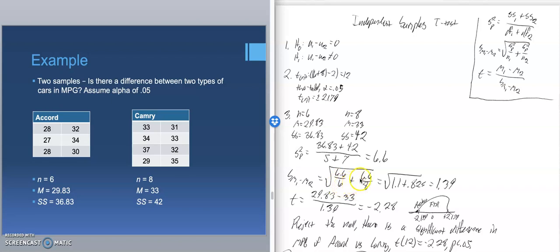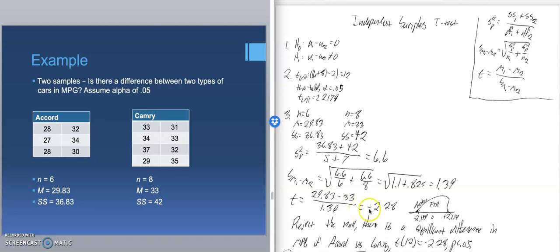6.6 over 6 plus 6.6 over 8. Work out the fractions and add those together, 1.1 plus 0.825. All under the square root, and that gives us 1.39. We take that, we throw it under our t-test. 29.83 is M1. Doesn't matter that it's negative. Let's keep direction, M1 minus M2. 29.83 minus 33 over 1.39 gives us negative 2.28.